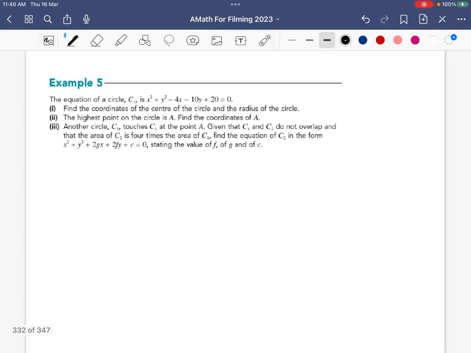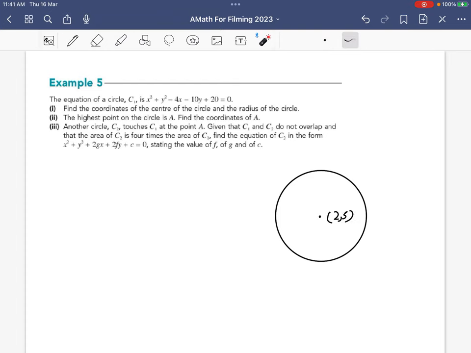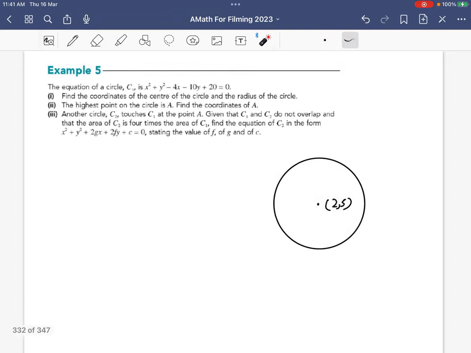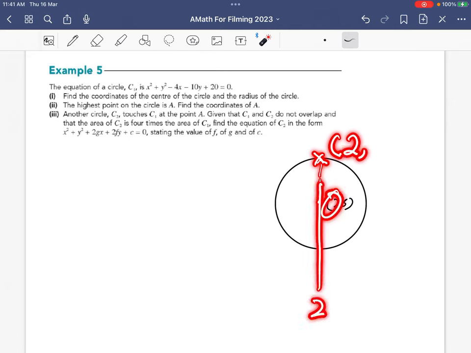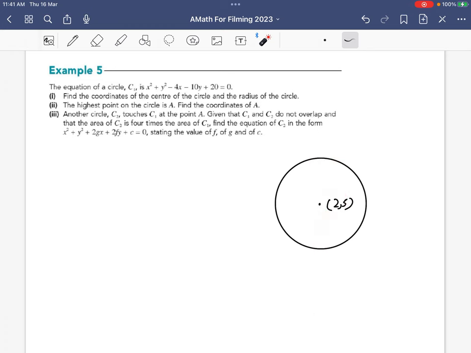Okay, for part 1, we look at part 2 now. The highest point of the circle is A. Find the coordinates of A. I'll just give you a rough sketch of this. So if I have a circle, the center, as we have found in the earlier part, was (2, 5). The highest point should lie directly above here. So straight away you'll know that the x coordinate is 2. You just follow the x coordinate.